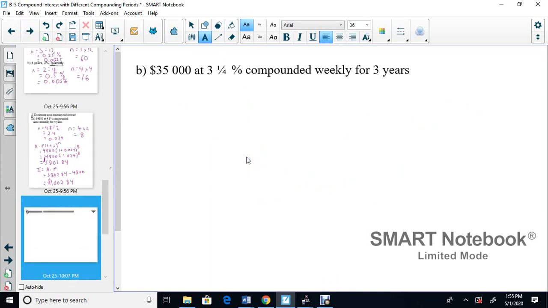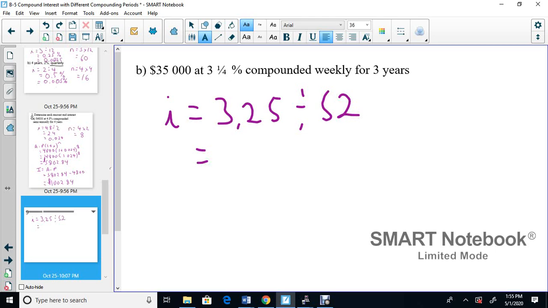Okay, we got 3.25% compounded weekly for 3 years. So 35,000 at 3.25% weekly. Well, there's 52 weeks in a year, or I can go to the table. So I is, well, 3.25, a quarter, that's 25 cents. That's how I remember. Divided by 52, because there's 52 weeks.